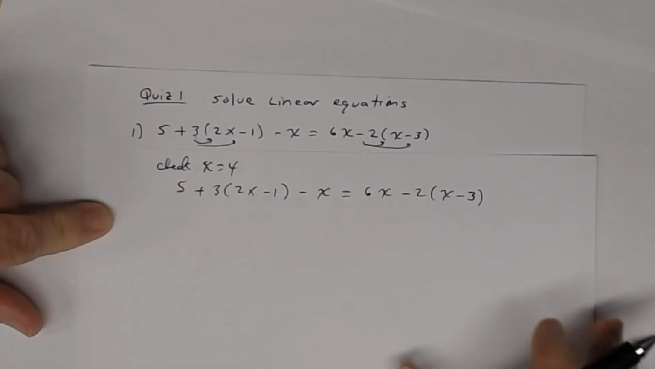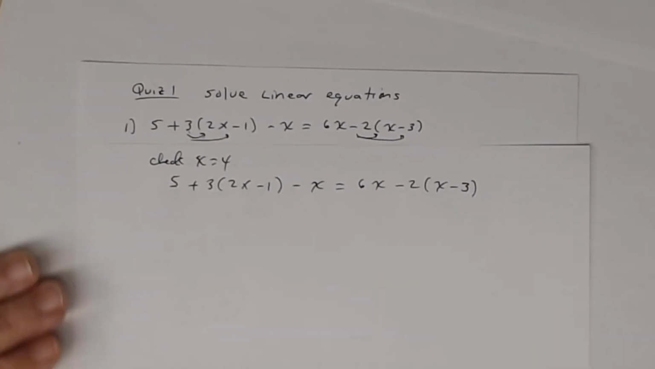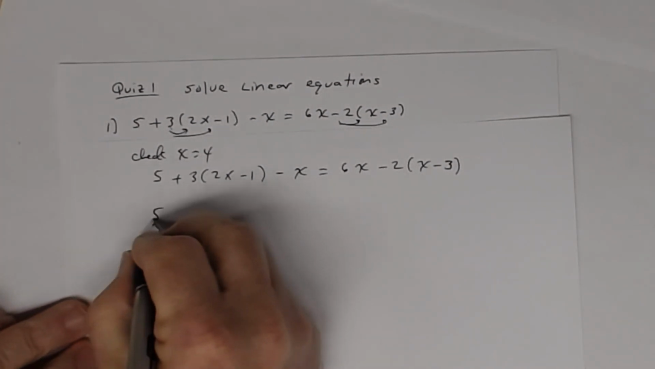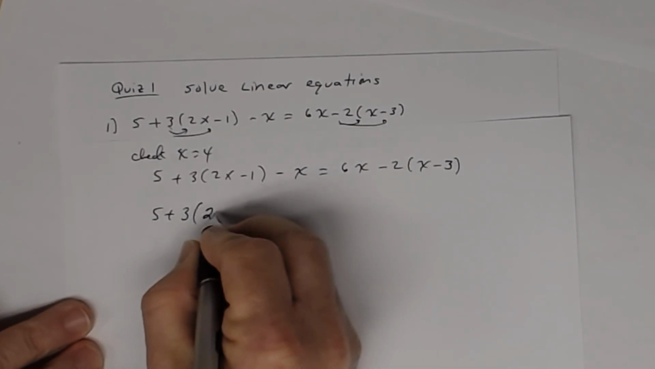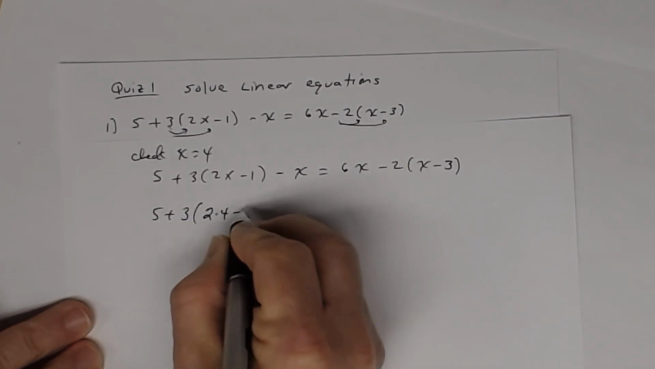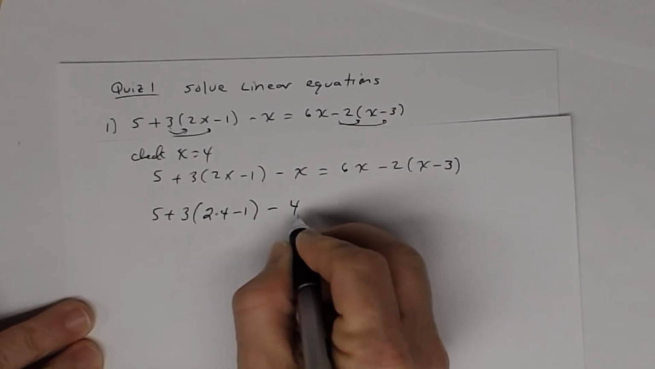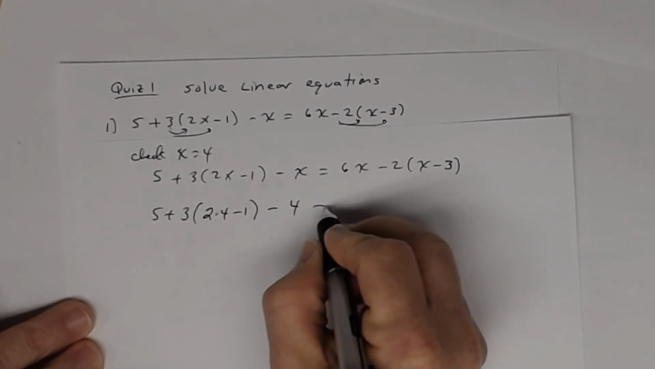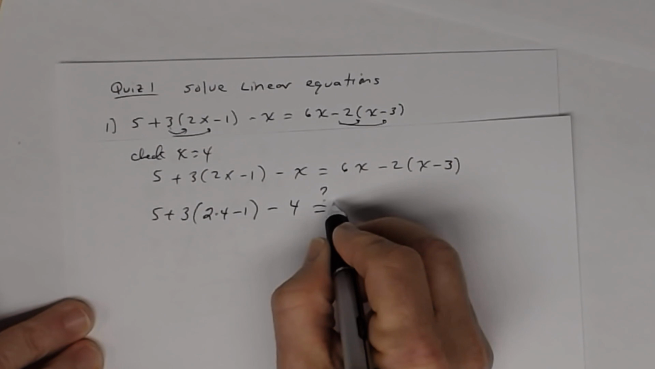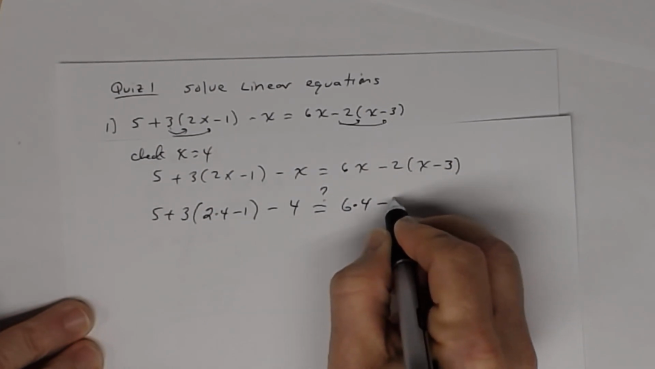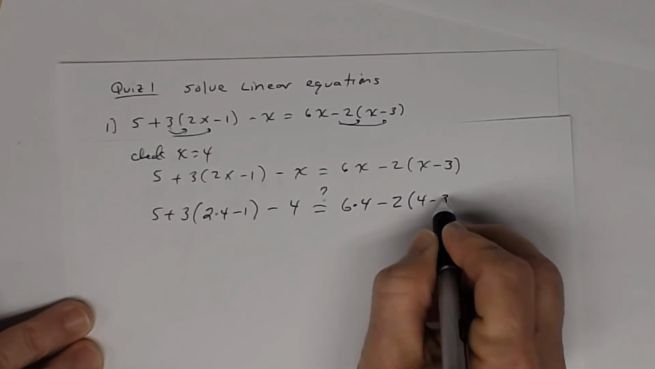So here's what I have. I have 5 plus 3 times 2 times x, which is 4, minus 1. And I'm subtracting 4, because x is 4. And I want to see if that's going to equal 6 times 4 minus 2 times 4 minus 3.